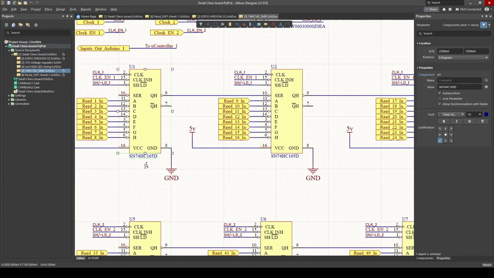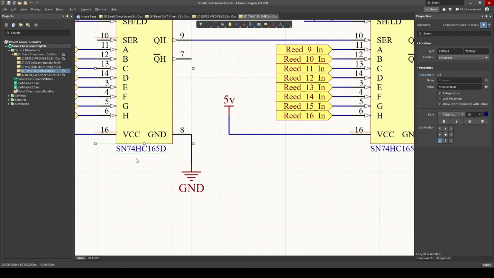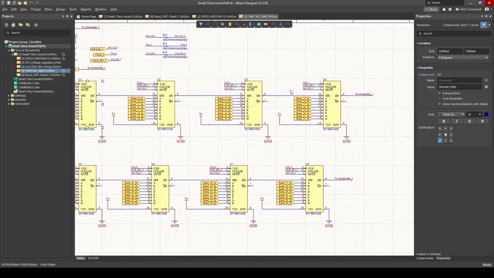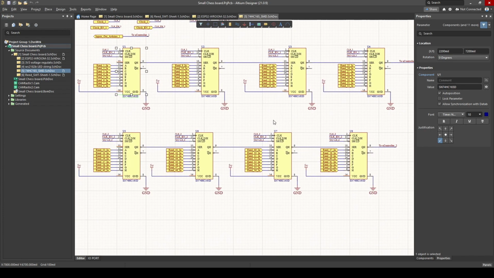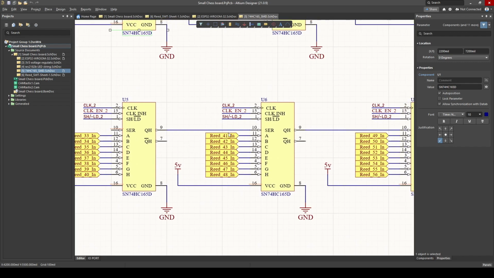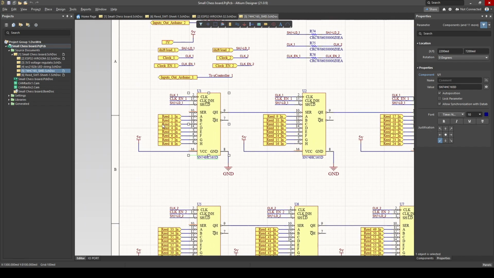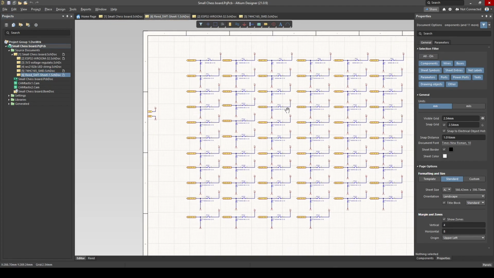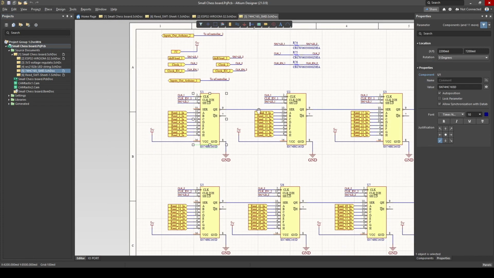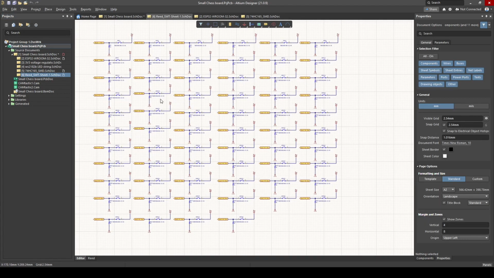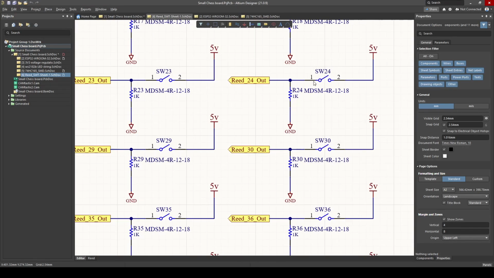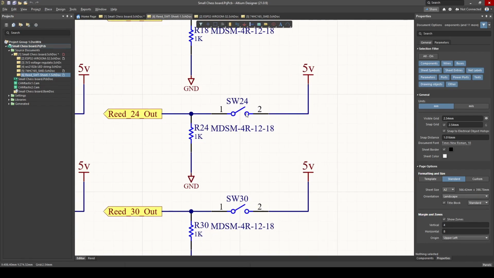It's advised that with this SN74, you only have 4 in series. So you can see I've got 4 here, and then I've got a new line with my QH output to the serial input. And you can see these are all the reed switches, so all 64 go to my shift register. As you can see, we've got about 64 reed switches here, which look like a normal switch. So when I push it, or when a magnet comes close to this, it closes, and then I'll get 5 volts on my signal here.